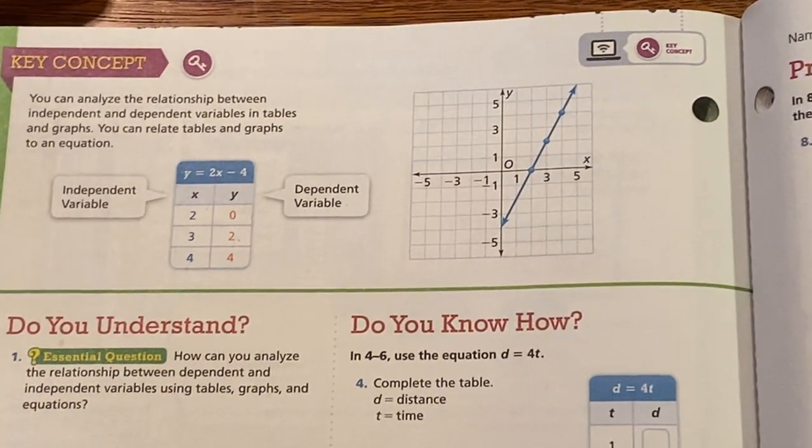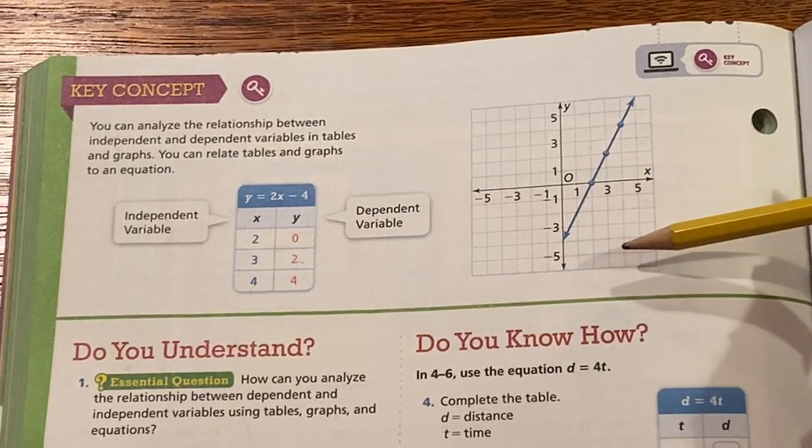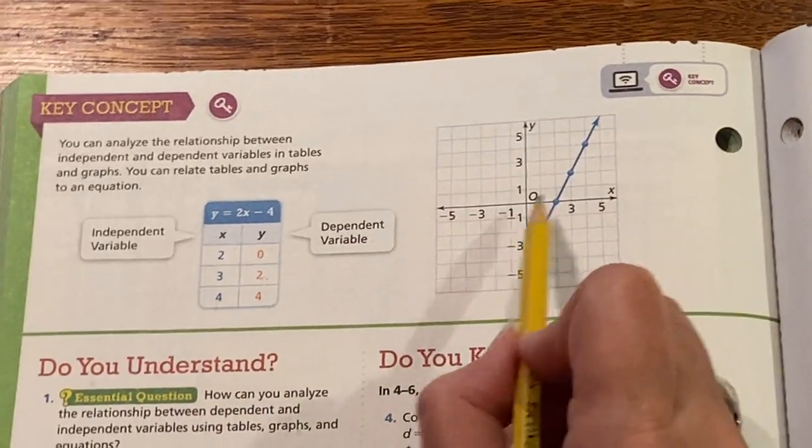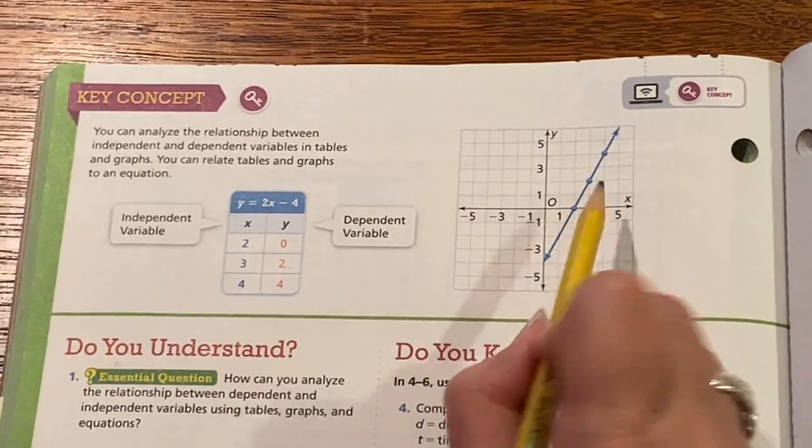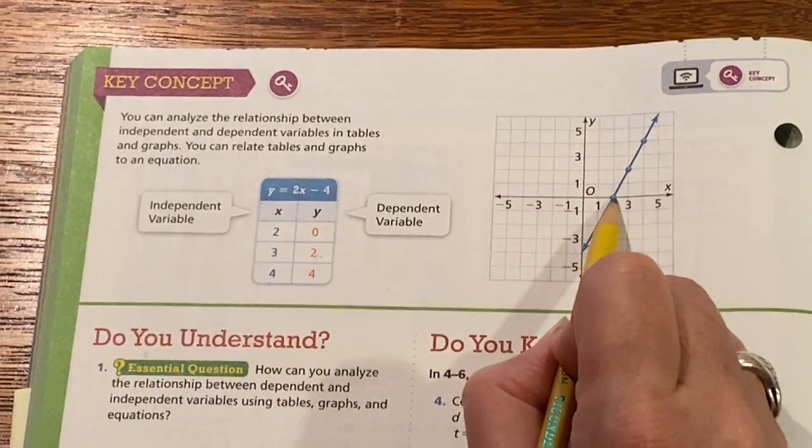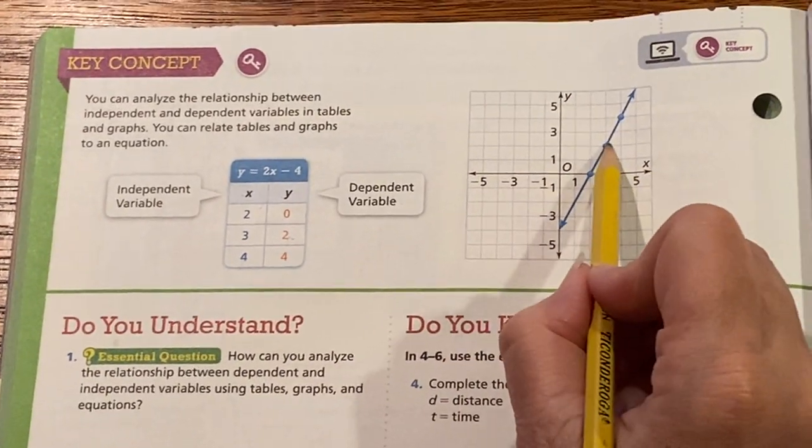Yes, it does. Okay, and here it is graphed over here, those points graphed. (2, 0), so it's right there on the line. (3, 2).